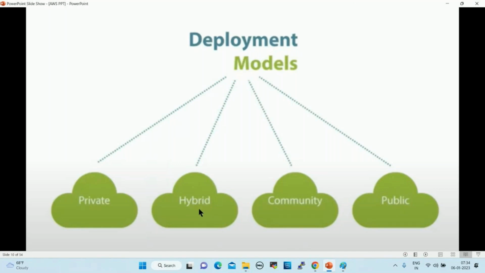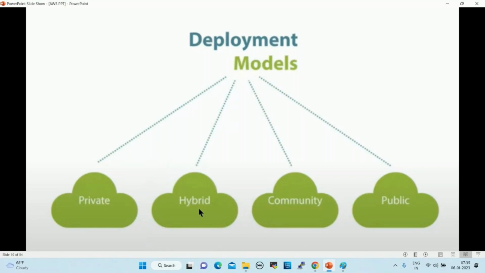Hybrid cloud. Why hybrid cloud? Because, for example, let us take HDFC Bank. They are using hybrid cloud because still they are not trusting cloud. If I host my databases in public cloud, if anything goes wrong, right? They're thinking like that. Okay.